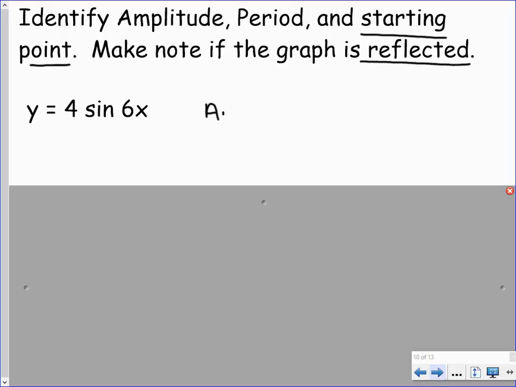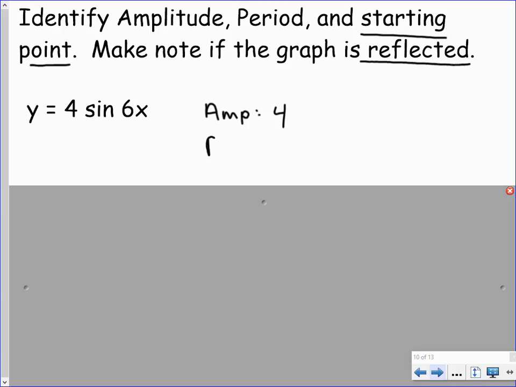Okay, so let's talk about amplitude. Y equals 4 times sine 6x. What value is responsible for the amplitude there? 4, the thing being multiplied in front of sine or cosine is your amplitude. And we would do the absolute value of 4, which is 4. Is there a reflection that you should make note of? No, because 4 is not negative. Okay, so that's your A value.